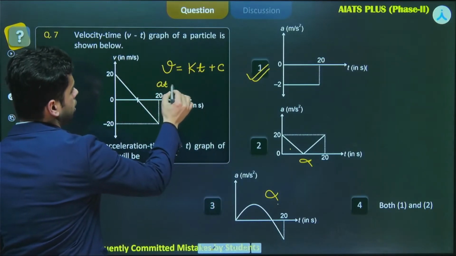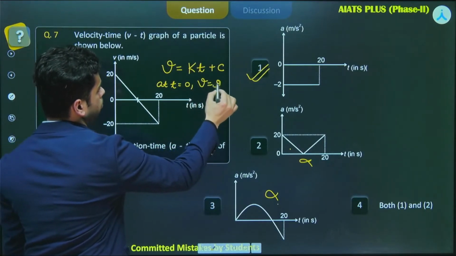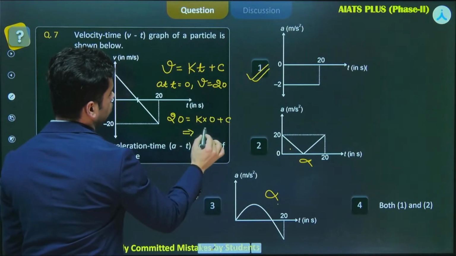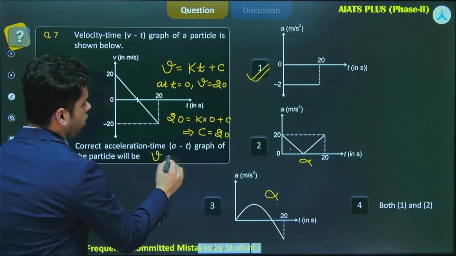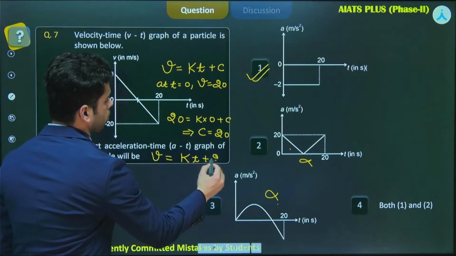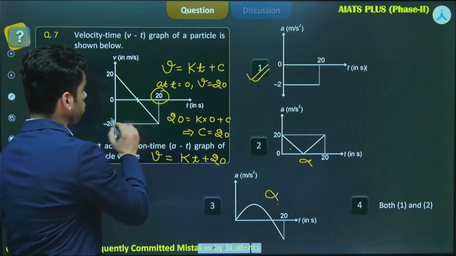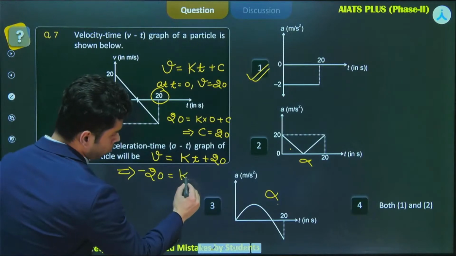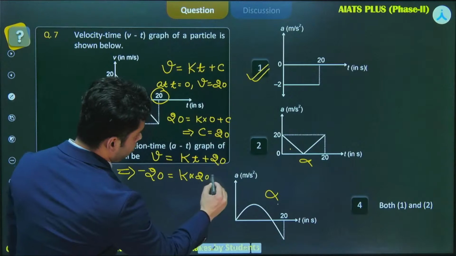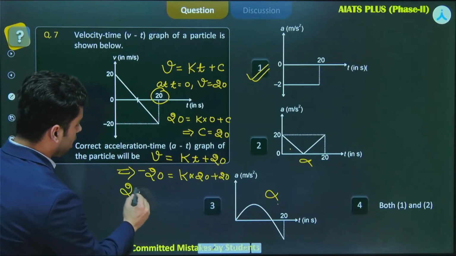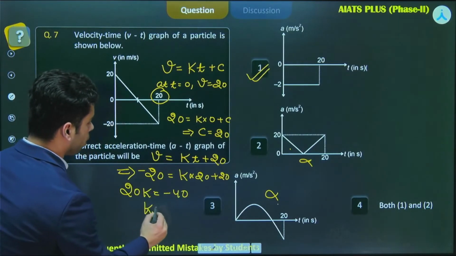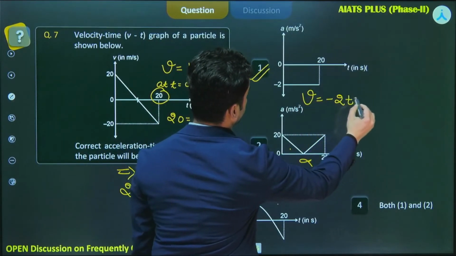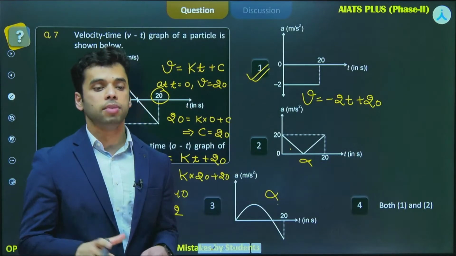Now dear students, at t equal to 0, V is equal to 20 meter per second. So if I put this, it should be equal to 20 = k into 0 plus C. So the value of C is coming out to be equal to 20. So from the first piece of information, V is equal to kT plus 20. Now, at t equal to 20, velocity is minus 20. So minus 20 is equal to k into 20 plus 20. From here I can write that 20k is equal to minus 40, or k should be equal to minus 2. So the equation is V equal to minus 2t plus 20.